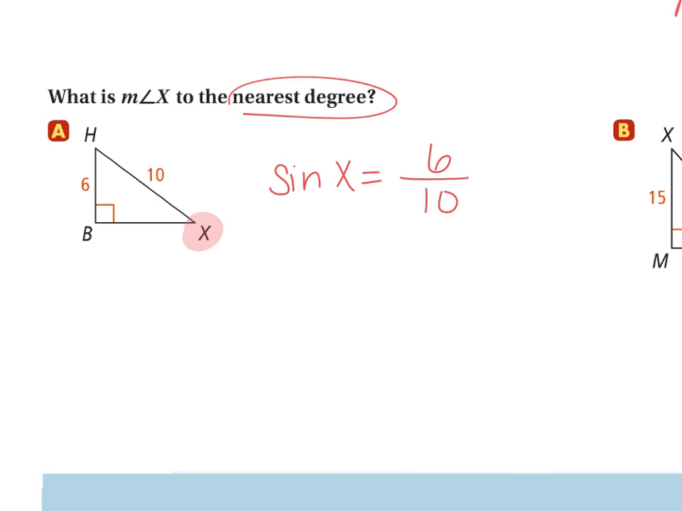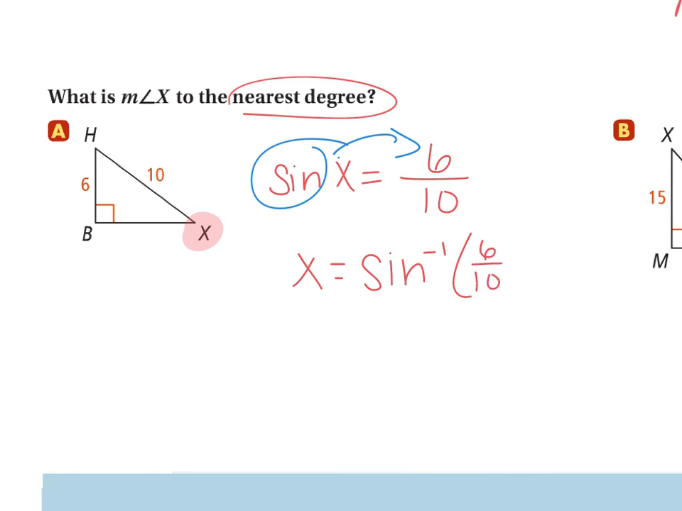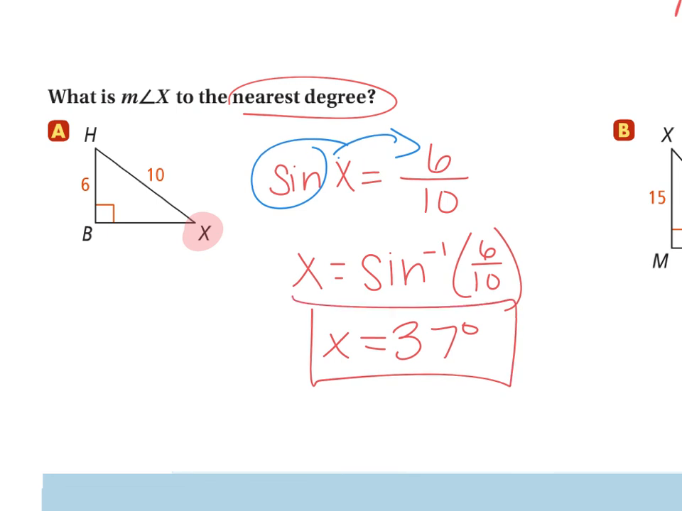Okay, now we need to get the X by itself. So let's move that over. And when we do that, you take the inverse sine of 6 over 10. So type it in your calculator. And you get X equals 30, I said whole number, so 37 degrees. And that seems realistic for that problem, right? Looks like a 37-degree angle.